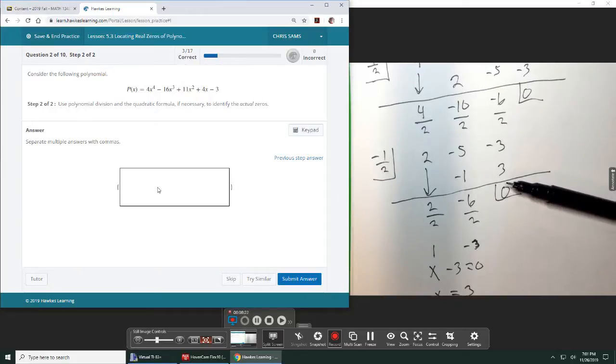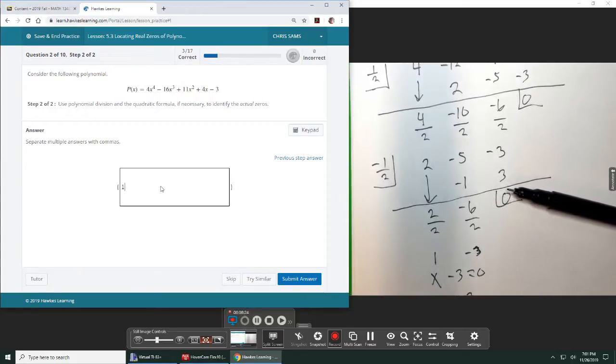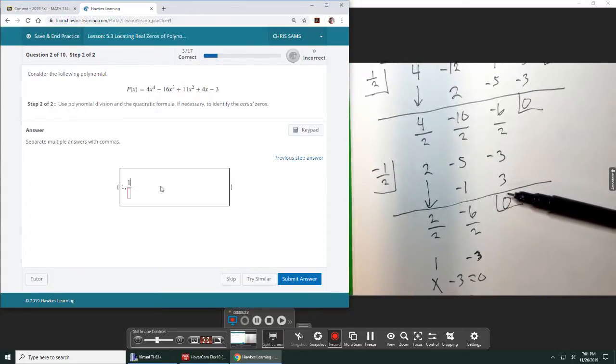I'm going to list all of those here. 1, in no particular order, just in the order I have them worked out. Negative 1/2, and then we got positive 3.